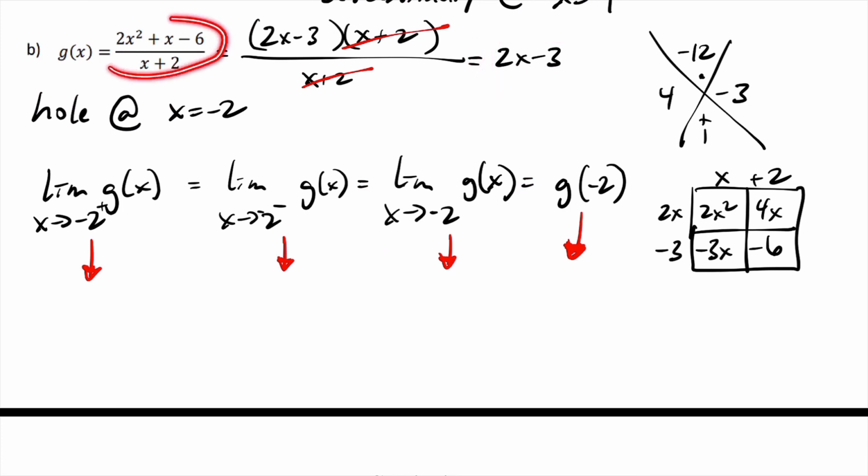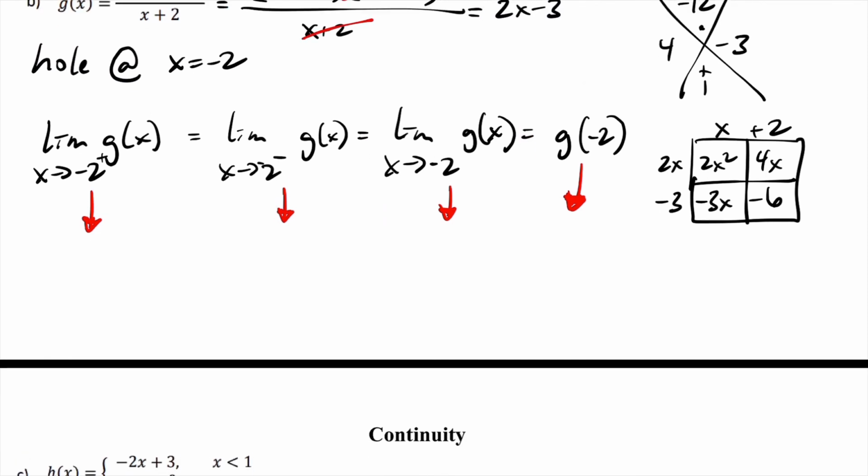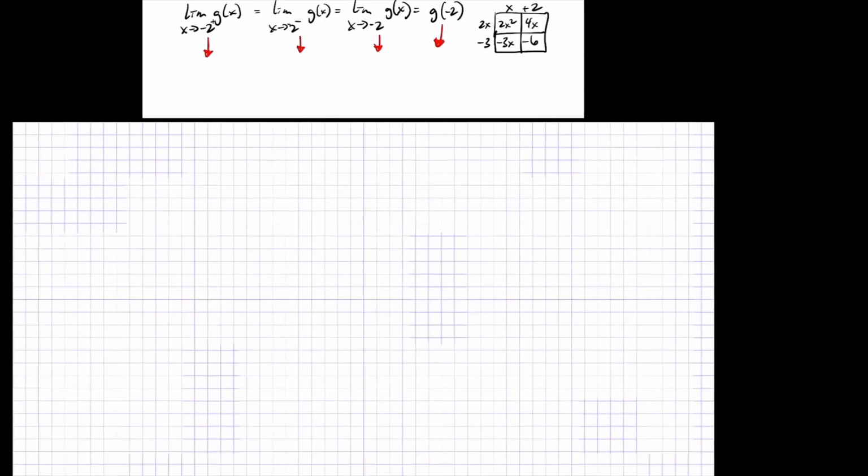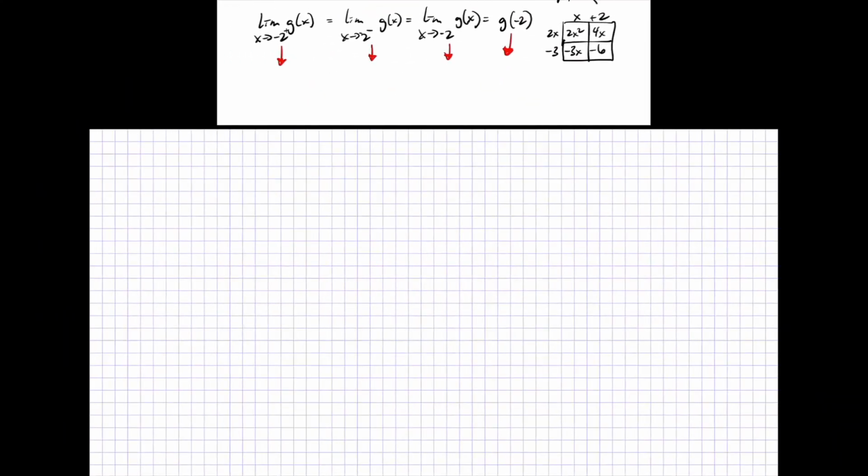Because what happens if I plug in negative 2 over here to the original? I'm going to get something over 0, right? That's undefined, right? So let's remember a hole. Remember what a hole looks like. So let me get another sheet of paper here. Remember what a hole looks like, right? So let me draw a picture.